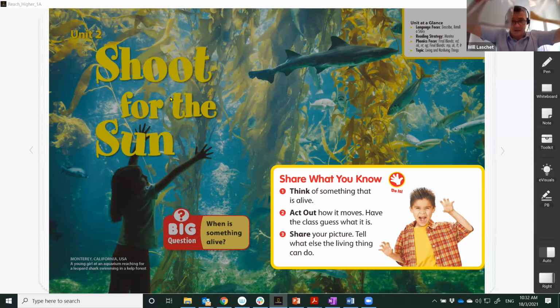So if these are alive, they need some food. Let's give that a little mix. Now what else do they need? If they are alive, what else do they need? They need air and they need water. So here we go. I have got some water here, and I've got a spoon. That's why I've got a spoon.